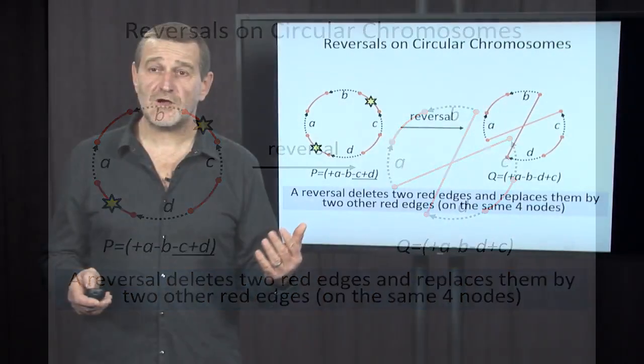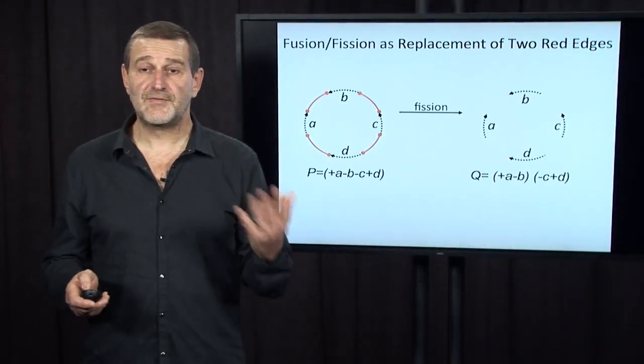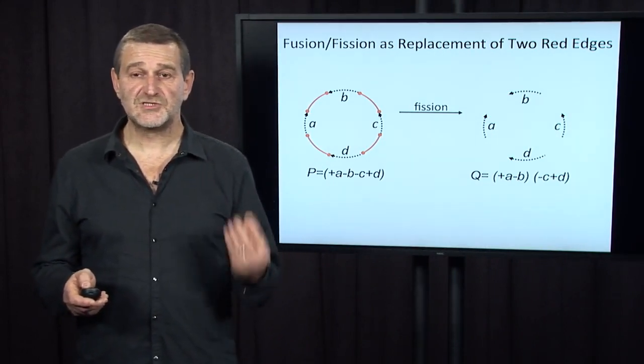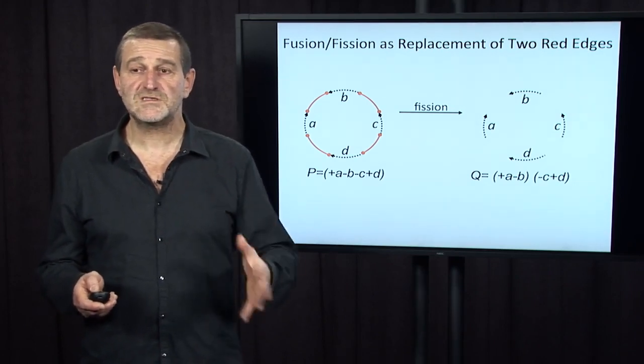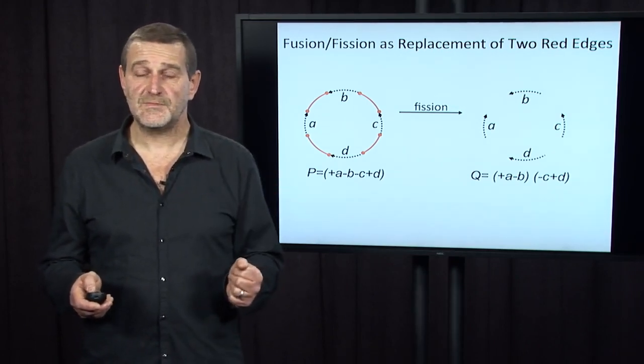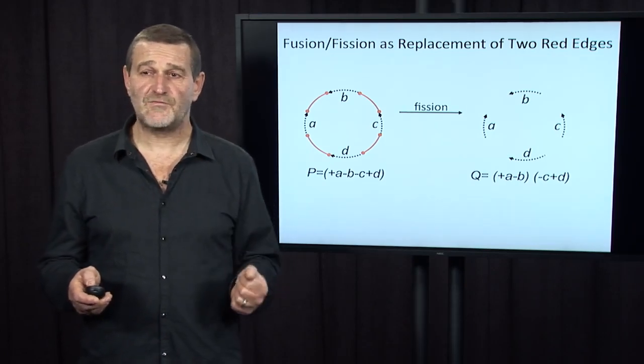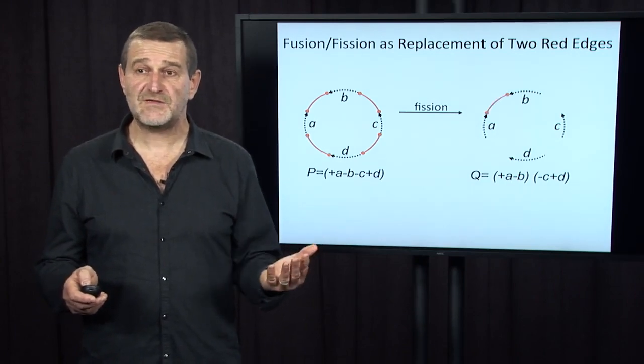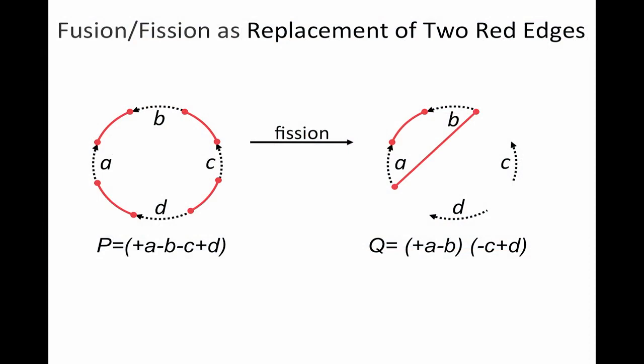Now, let's talk about fission, breaking a single chromosome into 2. In this case, a unichromosomal genome P is broken into a genome with 2 chromosomes, genome Q. So how does it look in terms of our graph? From plus A, we should go to minus B, and from minus B, we should go to plus A, so it will look like this, and also from minus C, we should go to plus D, and from D, we should go to C. So you see that geometrically also a single cycle is broken into 2 cycles.